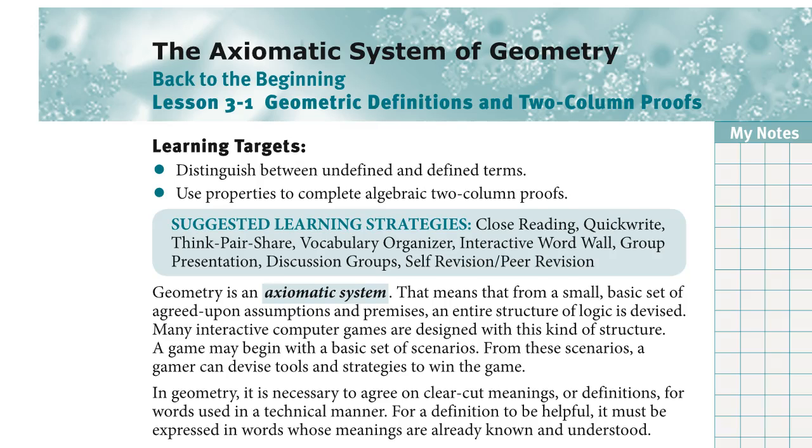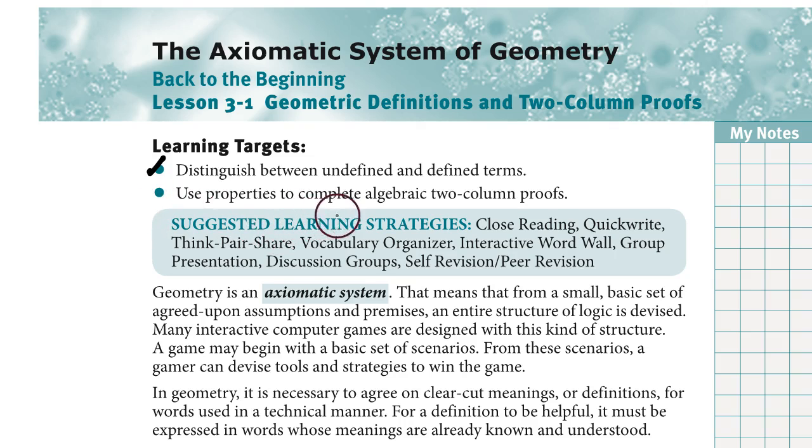This video is for lesson 3-1 about geometric definitions and two-column proofs. This is the first lesson in activity 3, which is about the axiomatic system of geometry. Learning targets are to distinguish between undefined and defined terms and to use properties to complete algebraic two-column proofs.